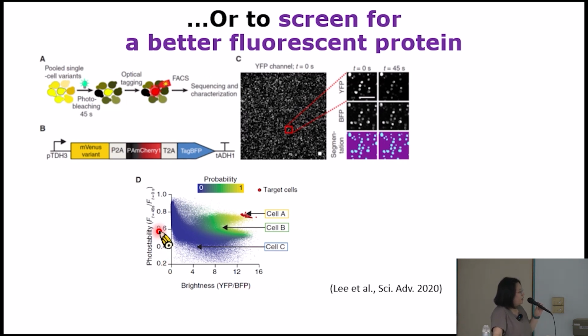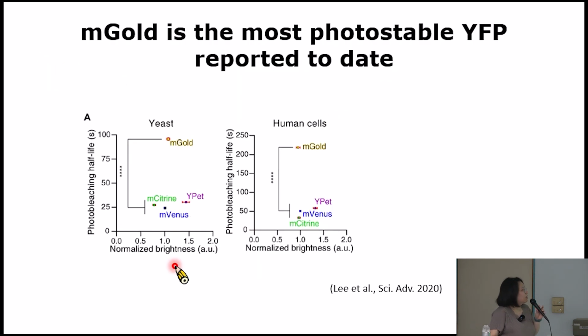You can also compare the fluorescent intensity before and after photo bleaching to estimate the photo stability of each YFP variant. For this purpose, the authors wanted only the cells in the red group, which is in the top right corner, because these are the brighter signals and have higher photo stability. And using this method, they isolated a group of E cells and found a bunch of different YFP variants. What they found is a specific variant of YFP, which they named M Gold.